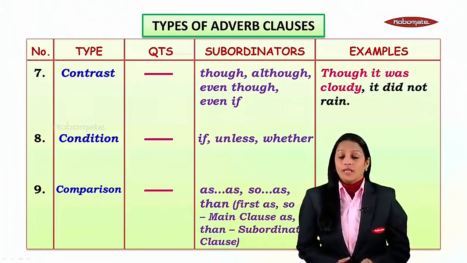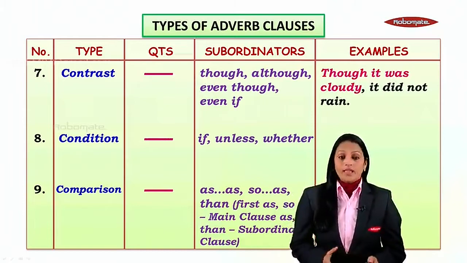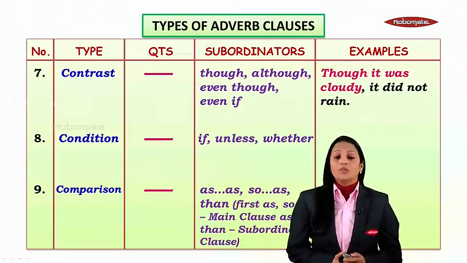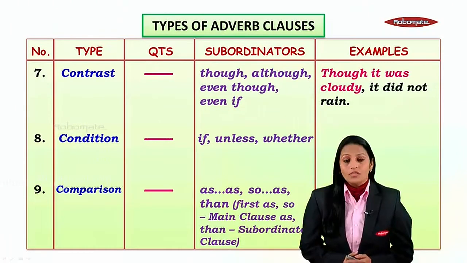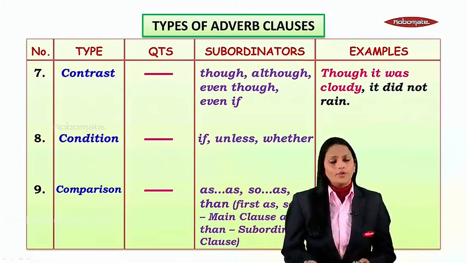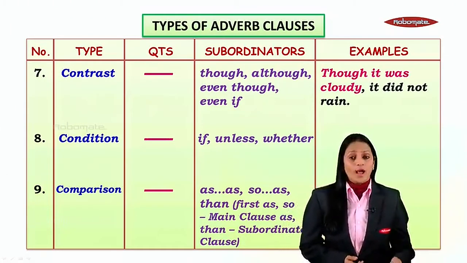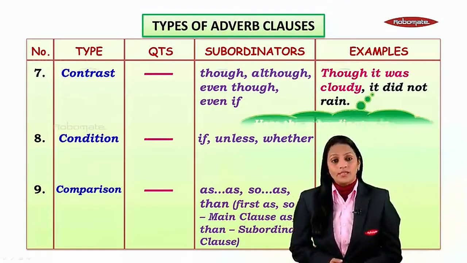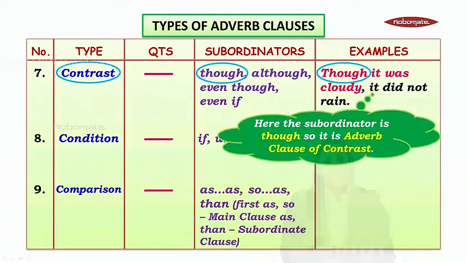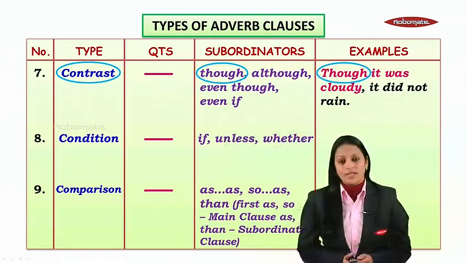So students, let's understand this with examples now. Though it was cloudy, it did not rain. Again, "it did not rain" is the main clause. "Though it was cloudy" is the subordinate clause. It does not answer any of the questions what, which, when, where, how. So we look at the subordinator, and we know that the subordinator is "though," and because it is "though," we know that it is adverb clause of contrast. So you must learn your subordinators very well, students.